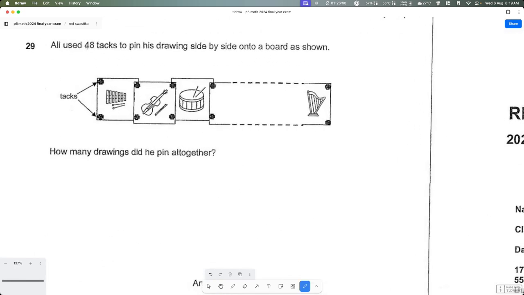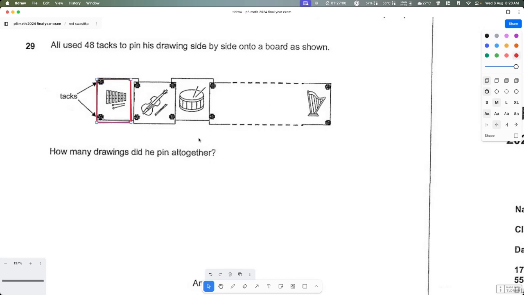Okay, so Ali used 48 tacks to pin his drawings side by side onto a board as shown. How many drawings did he pin all together? So I'm going to visually show you how many tacks you need for an image. So one tack is for this image, then this image over here requires another tack, and then this image over here requires another tack, which is blue. And then let's say another image. Let me put a heart.